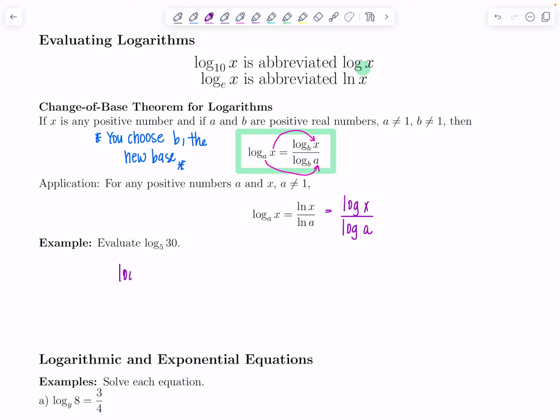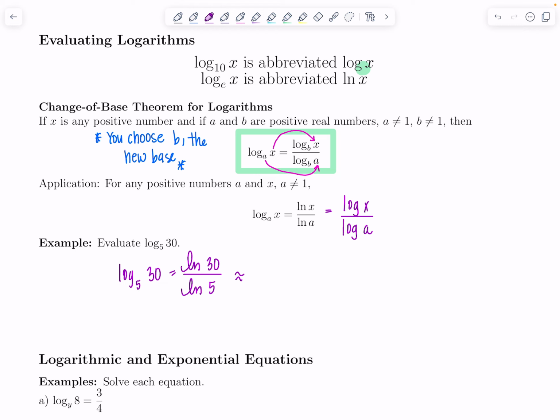So log base 5 of 30, pick what new base do you want to use? I love using base e. I love natural logs. Let me tell you why. Because I like writing just script ln and not lifting my pencil or my stylus. So this is going to be ln of 30 divided by ln of 5.